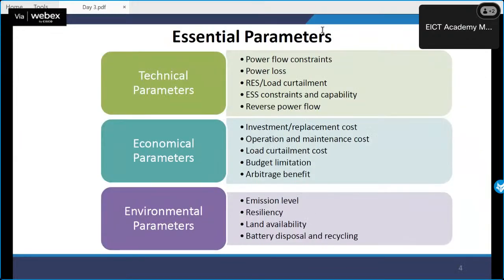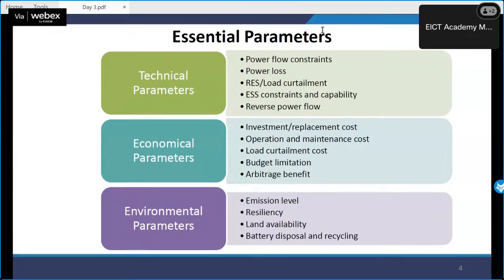So what are the essential parameters one has to know? They are mainly technical parameters, and they are power flow constraints. For any distribution, you need to know what is distribution load flow. You need to know what is distribution optimal power flow. So you need to know what are the power flow constraints. You need to know power losses, what are renewable energy sources and load curtailments, energy storage system constraints and their capabilities, and finally, reverse power flow. These are all technical parameters and challenges.